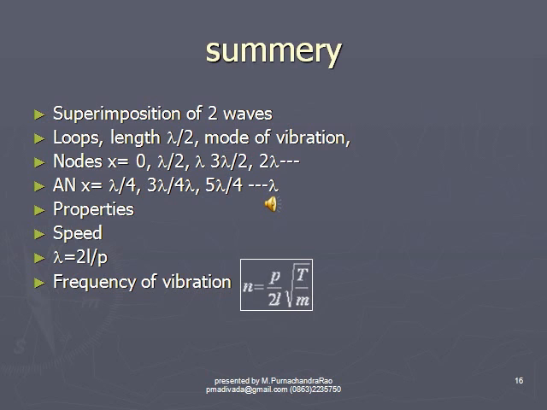The positions of antinodes are given by x = λ by 4. So from the end x = 0, at a distance λ by 4, the first antinode will be formed. The next one will be 3λ by 4. And the next one will be 5λ by 4. Like this, the antinodes will be formed. The distance between two antinodes or between two successive nodes is λ by 2.